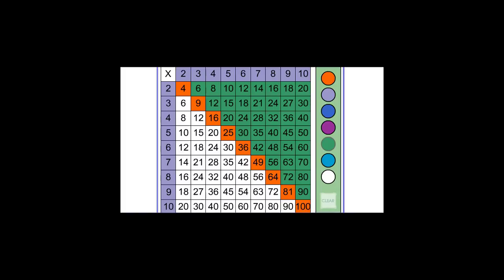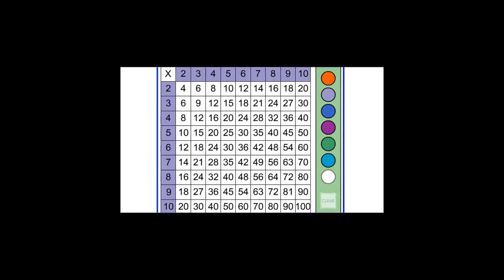So your job is to learn all the facts that are highlighted in orange and all the facts that are highlighted in green. Now let's start with some of the easier facts. I think it's really easy to learn the 2 times table because all you really need to know is how to double numbers. And you probably learned that when you were learning how to add. So 2 times 2 is 4, and that's the same as 2 plus 2. 2 times 3 is 6, and that's the same as 3 plus 3. And 2 times 4 is the same as 4 plus 4, and so on.